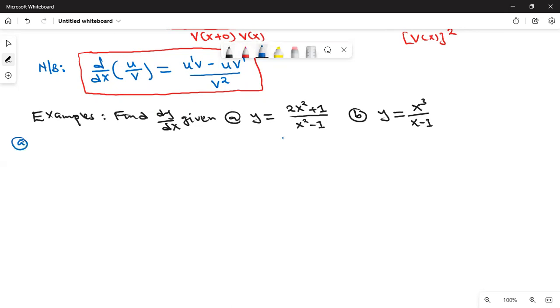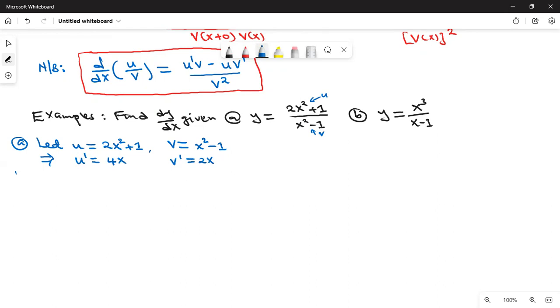Solution for part A. We are going to start by saying let the numerator here be u and the denominator be v. So let u equal 2x squared plus 1, and v equal x squared minus 1. Therefore, we need to get u prime, using the power rule here. That will give us 4x, and v prime will give us 2x.